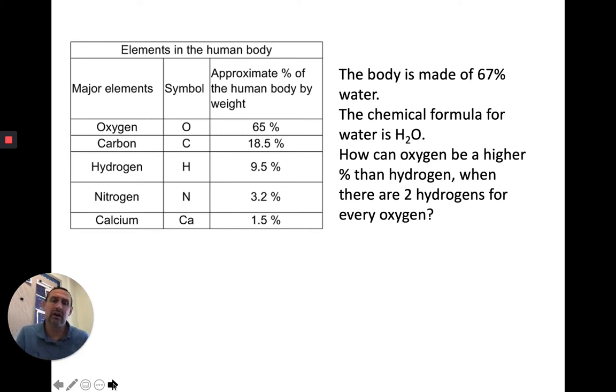How can the oxygen be a higher percent than hydrogen where there are 2 hydrogens for every oxygen? Give that question some thought. See if you can come up with a good answer.